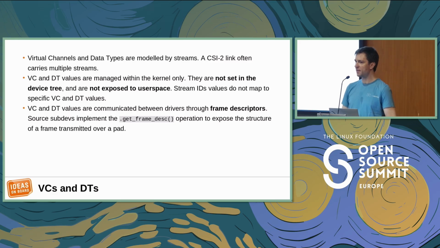If you take the stream ID that is passed in the routing table and say that the lower 8 bits will be the data type and the upper 8 bits will be the virtual channel, you're not doing it right either. Those are, at the moment, not exposed to user space at all, so there's no correspondence between stream IDs, the numerical values, and the numerical values of virtual channel and data types. Instead, those values are communicated between drivers. So we have a subdev operation called get_frame_desc that exposes a frame descriptor, which tells what's inside a frame. So if you think about your sensor outputting an image, the frame descriptor would explain what's the content of that. And if there are multiple parts in that image using different data types, if you have multiple virtual channels, they will be exposed by the frame descriptors.